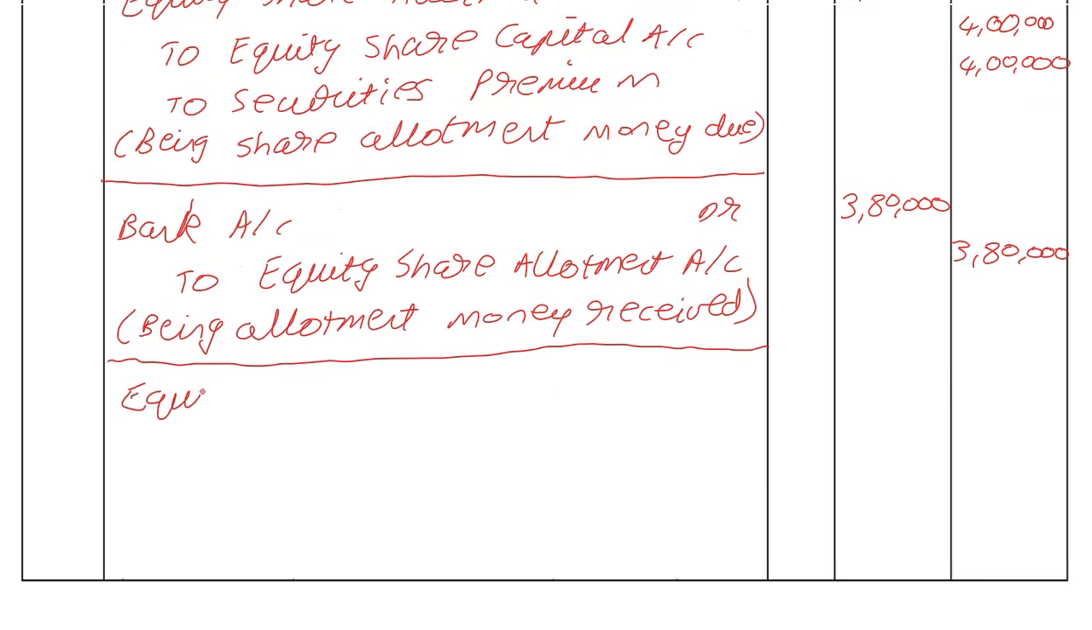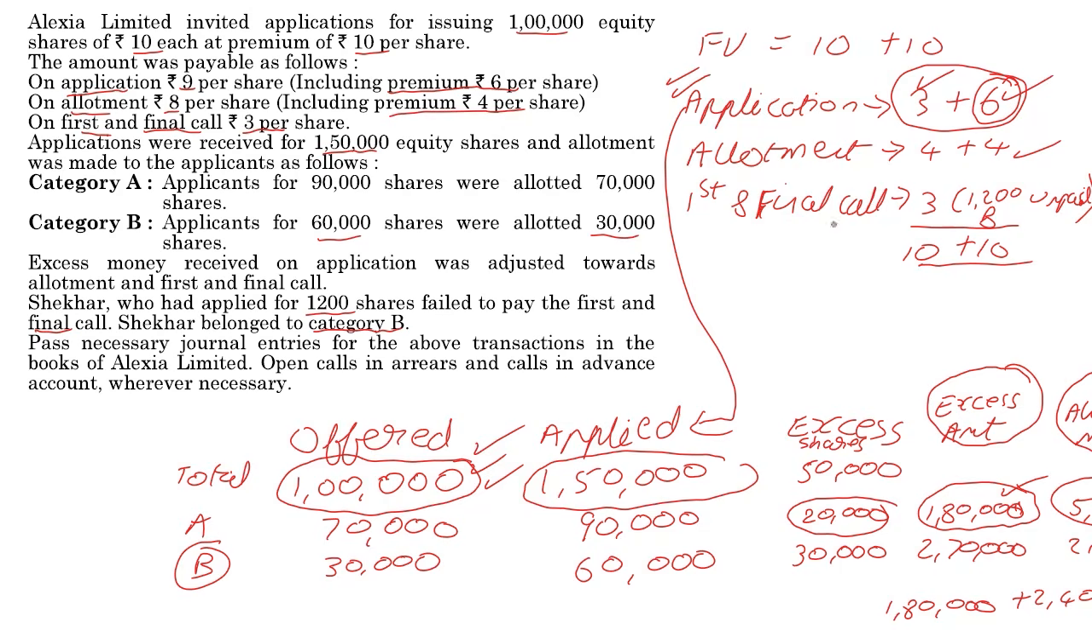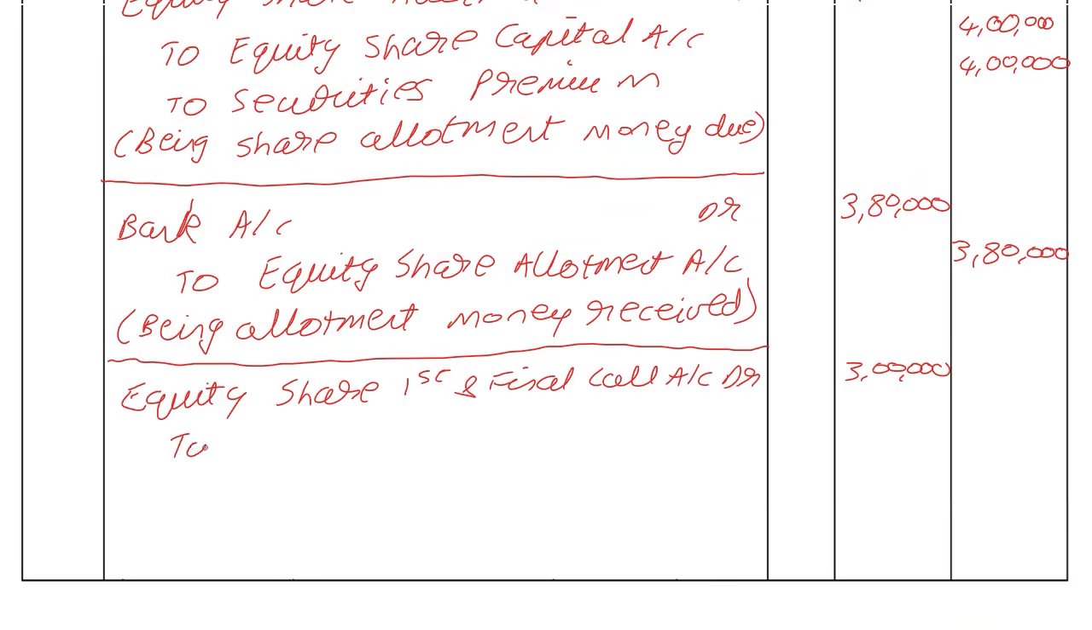equity share first and final call account, debit 3 lakhs. 1 lakh into 3 lakhs. Okay, how am I getting this? Again, 1 lakh into 3 lakhs. To equity share capital account, same 3 lakhs.